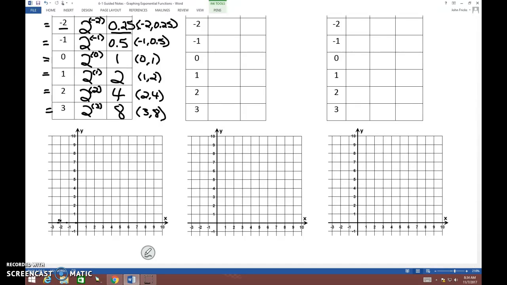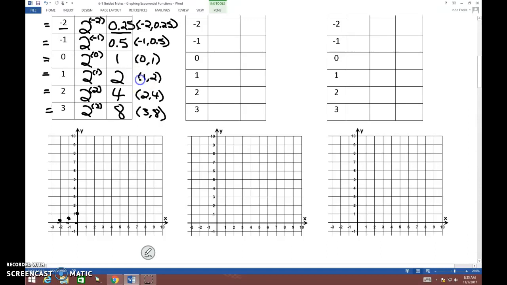So the next one would be negative 1, 0.5. We know that's going to be negative 1. So we're going to come over to negative 1, and then we're going to go up a half. And we can put a point. So that one's a little easier to graph. Now after that, it gets a little bit easier because our numbers become whole numbers. So after that, we've got 0, 1. So we're going to start here at 0, and then 1 is going to be up here. So we'll go up 1.